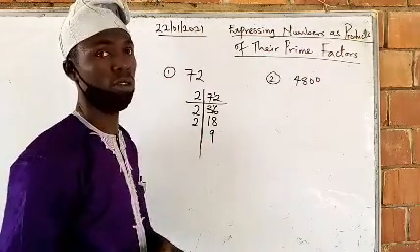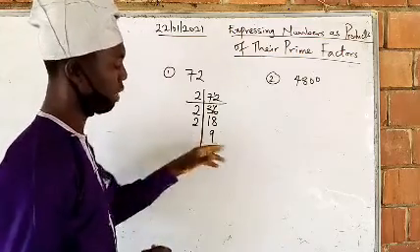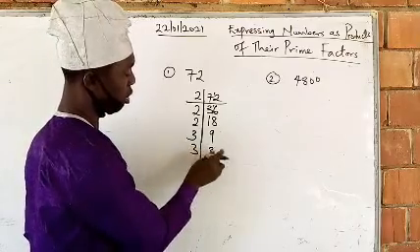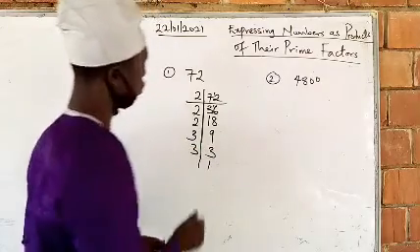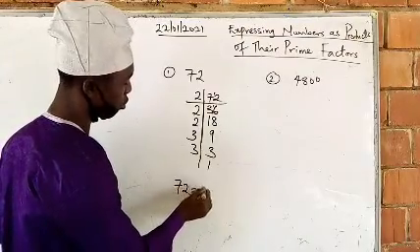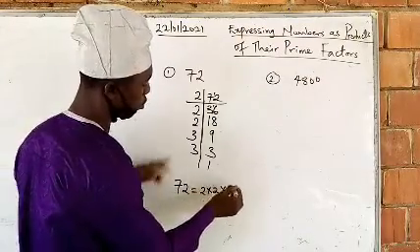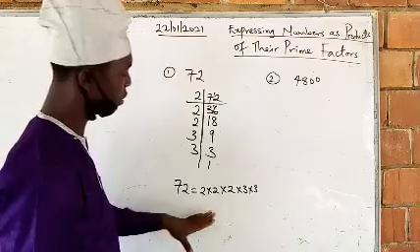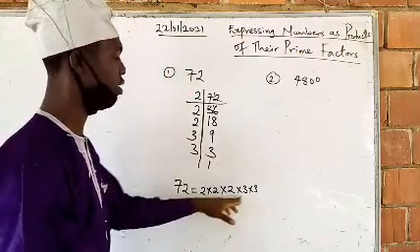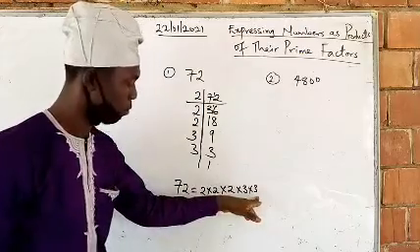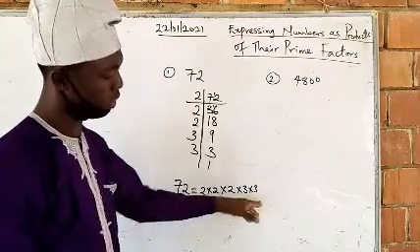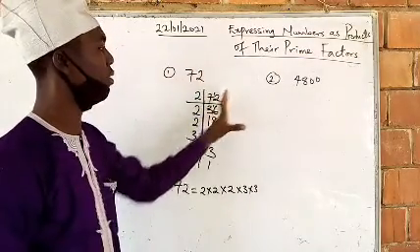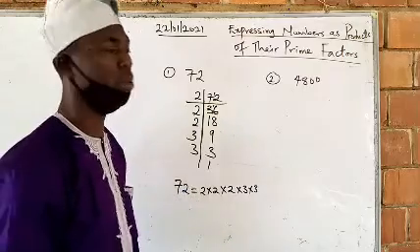2. We try to use 3 and see if 3 can divide. 3 can divide 9. So 3 in 9 is 3. 3 again in 3, 1. So that means 72 equals 2 times 2 times 2 times 3 times 3. So with this, we have expressed this number as a product of its prime factors. From this answer now, we can see that all the numbers here are prime numbers. So that is the aim of this. We'll express it in form of only the prime factors.